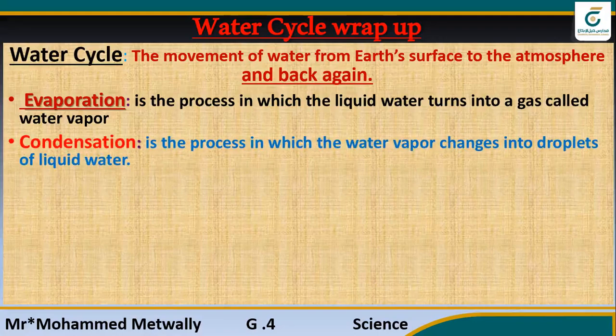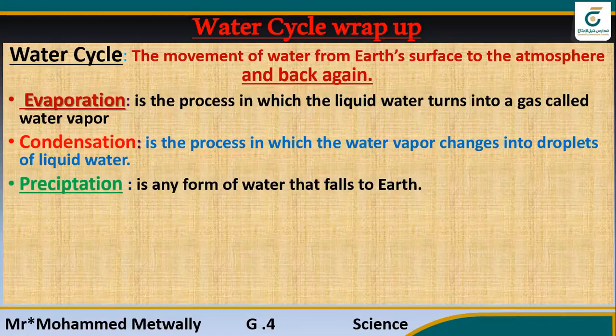Another process inside the water cycle is called condensation. Condensation is the process in which the water vapor, which came from the evaporation process, changes into droplets of liquid water. So when water vapor changes into droplets of liquid water, it is condensed. So condensation is a process in which water vapor changes into droplets of liquid water.